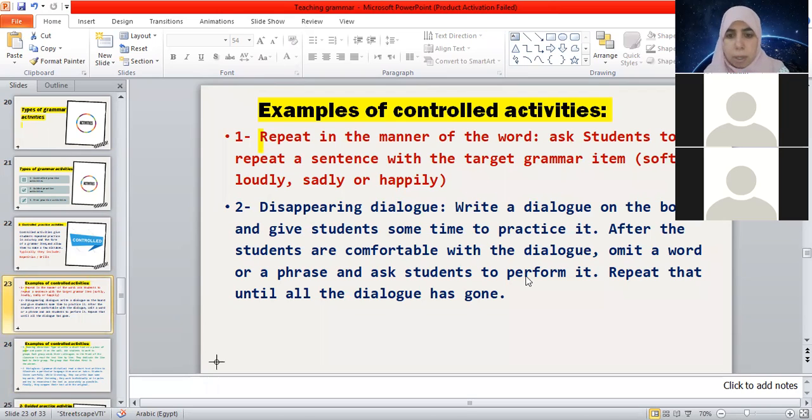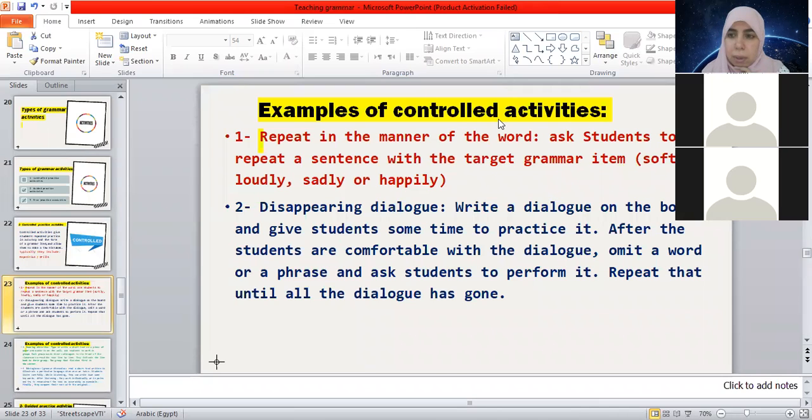Disappearing dialogue and running dictation. Okay, Raghda, disappearing and running dictation. For the young learners, I think the first one is very effective. Yes, exactly, I agree. To repeat in different ways, it will be funny for the young learners, the early grades. Yeah, that's right.